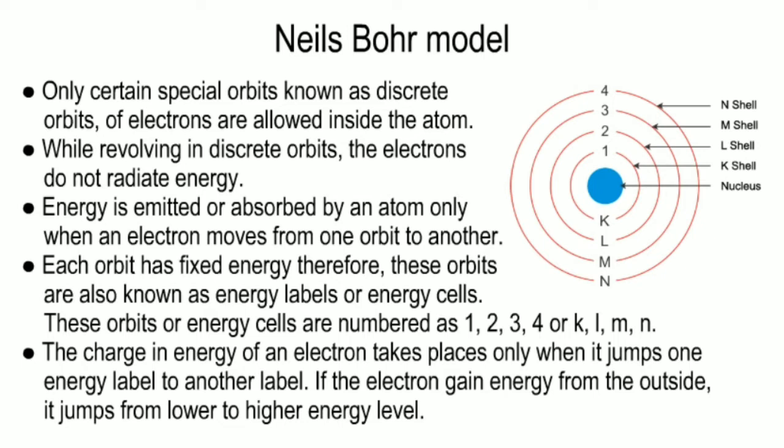These orbits or energy shells are numbered 1, 2, 3, 4, or K, L, M, N. The change in energy of an electron takes place only when it jumps from one energy level to another level. If the electron gains energy from the outside, it jumps from a lower to a higher energy level.